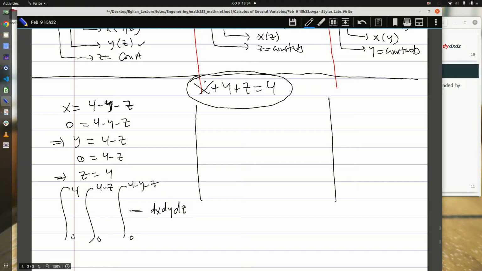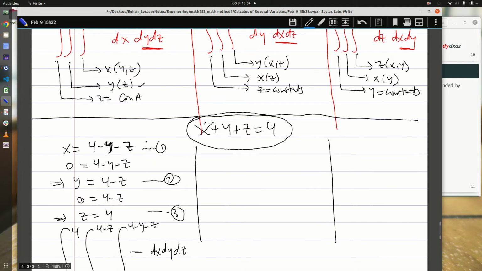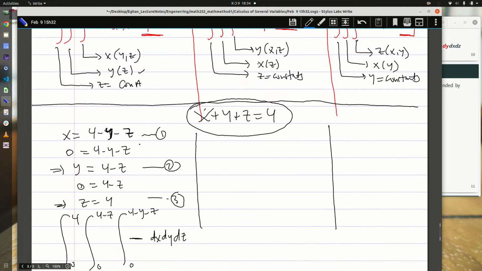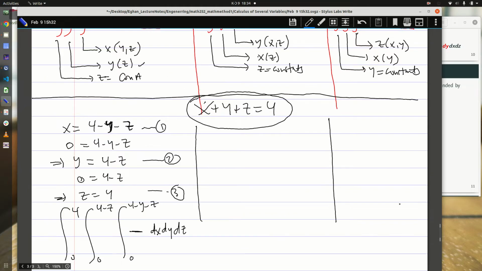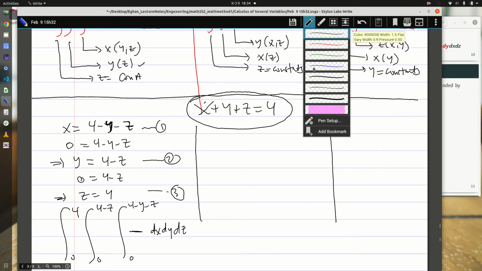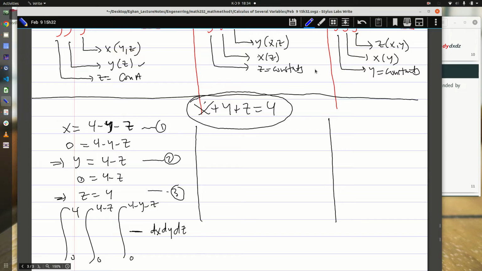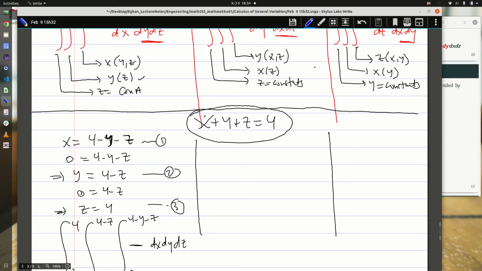So I'm choosing equation 1, equation 2, and equation 3. That is how I obtain the limit for the first case through the x-axis. Now the second case, because I want y to be a function of x and z, it means I want to make y the subject from here. So y becomes 4 minus x minus z. If I set this to 0, this implies I can find the other variables.